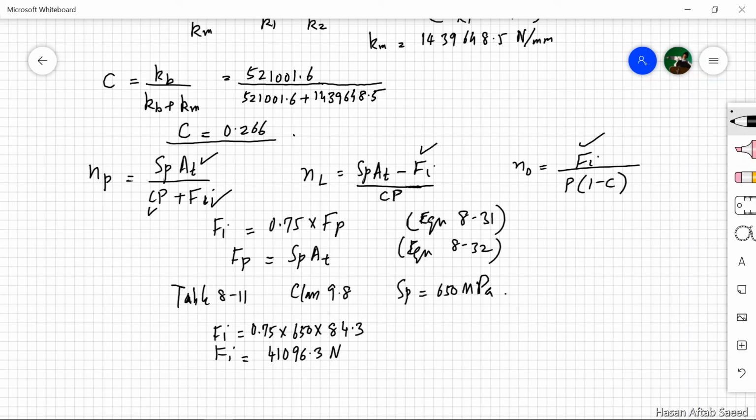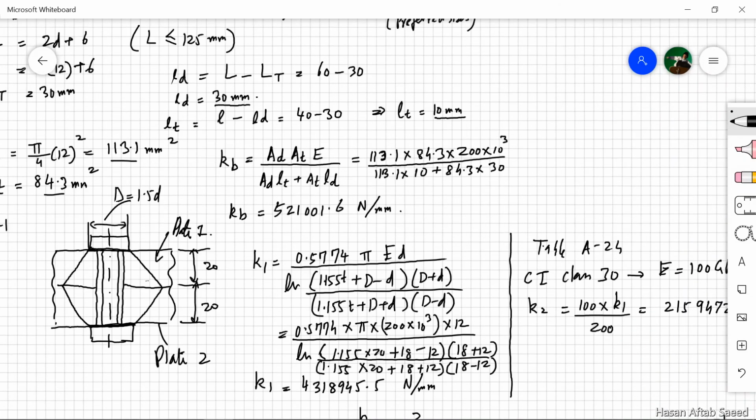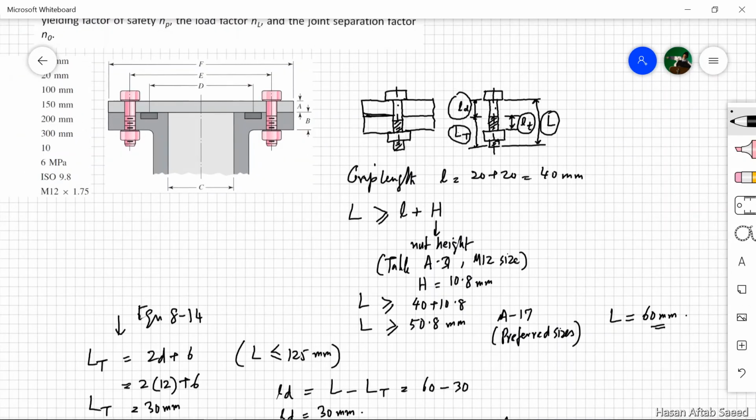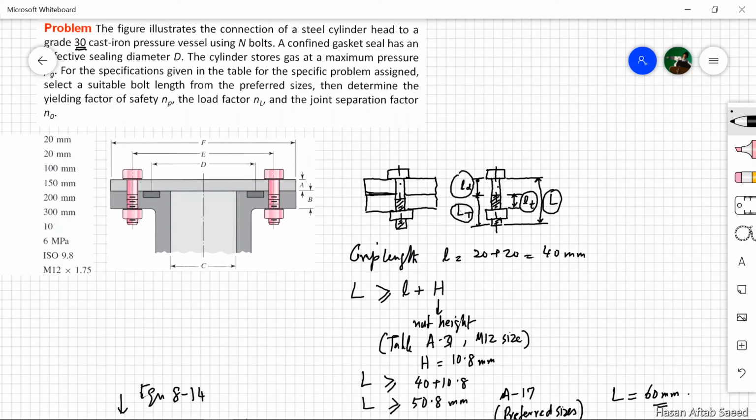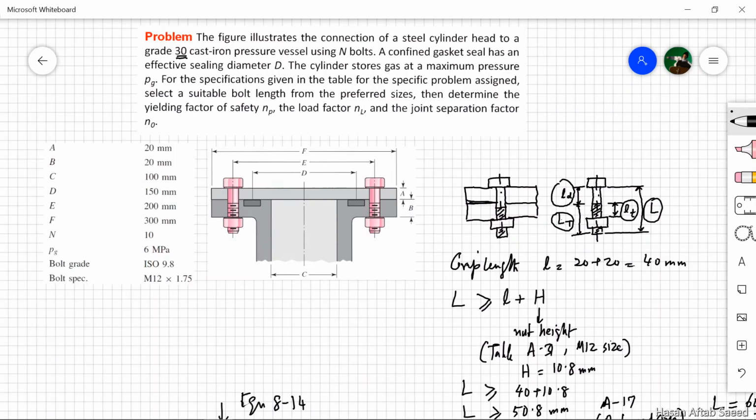This one is known, this one is known, SP is already known, AT is also known, C is known. So we only need P to be able to calculate all these factors of safety. And what is P? P is the applied load, and we have to see what kind of applied load is acting on this problem. Once these bolts are tightened and Fi is created, the rest of the load that acts on it, which is the applied load, is because of the pressure, which is 6 MPa.